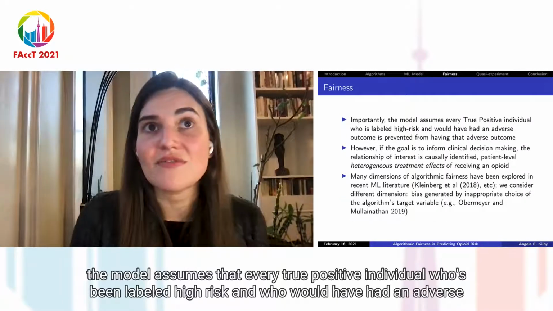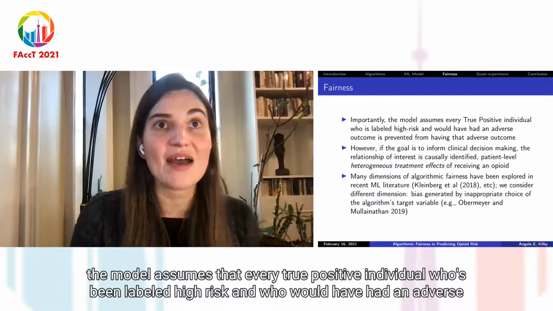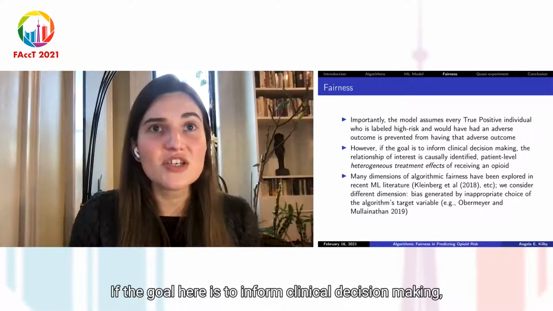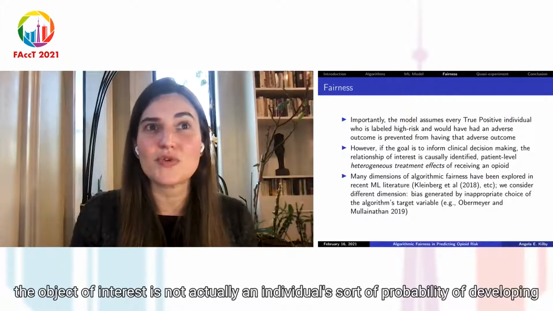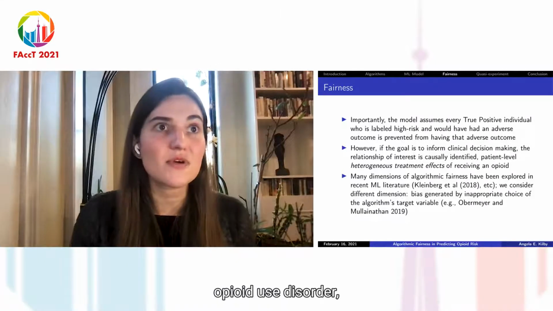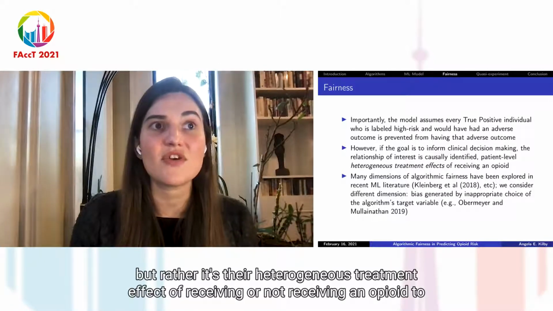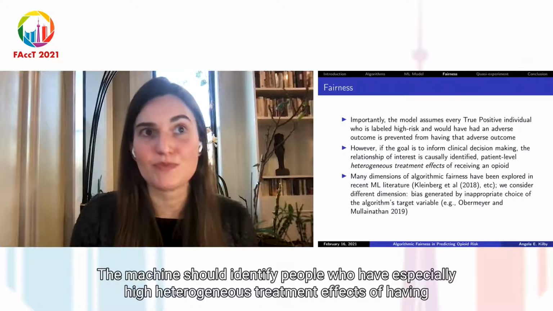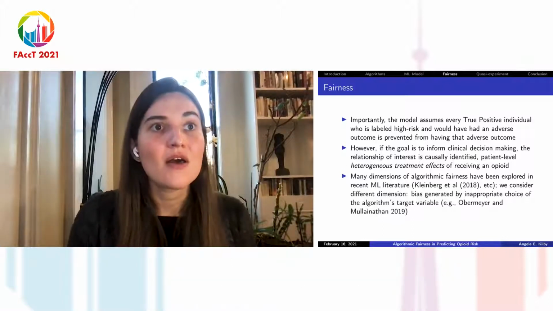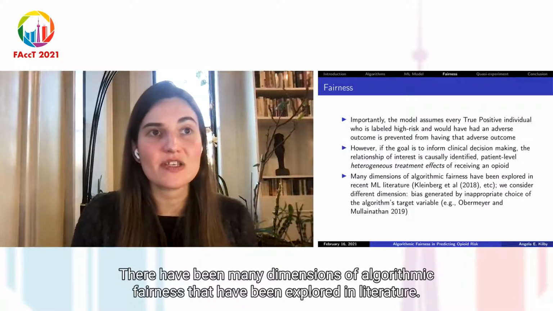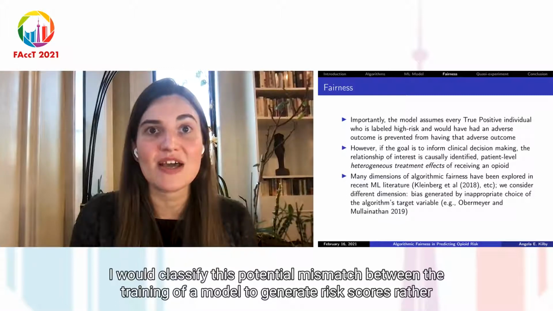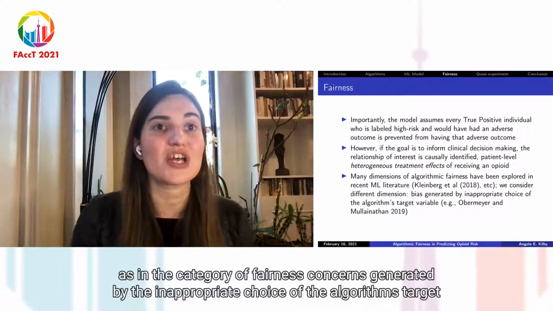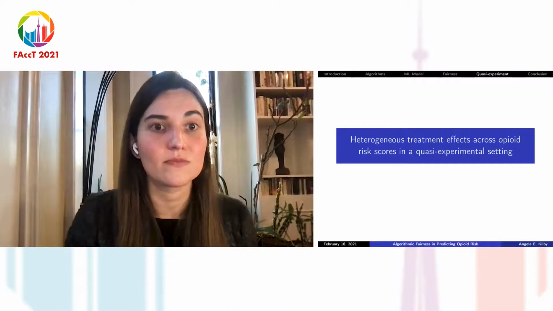Also importantly, the model assumes that every true positive individual who's been labeled high risk and who would have had an adverse outcome has been prevented from having that adverse outcome. If the goal here is to inform clinical decision-making, however, the object of interest is not actually an individual's probability of developing opioid use disorder, but rather their heterogeneous treatment effect of receiving or not receiving an opioid. To do better than clinicians, the machine should identify people who have especially high heterogeneous treatment effects of having their opioid prescription averted. There have been many dimensions of algorithmic fairness that have been explored in the literature. I would classify this potential mismatch between the training of a model to generate risk scores rather than heterogeneous treatment effects as in the category of fairness concerns generated by the inappropriate choice of an algorithm's target variable.